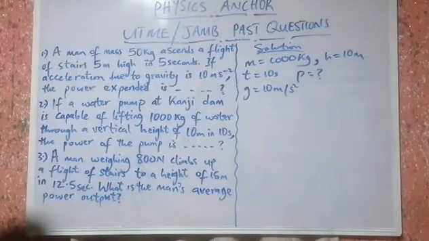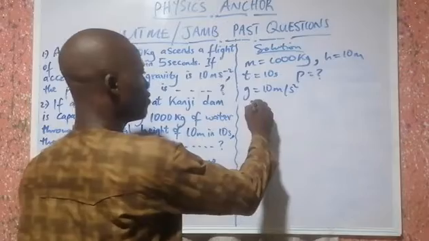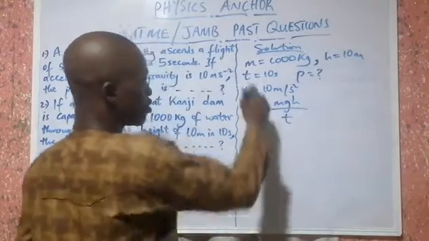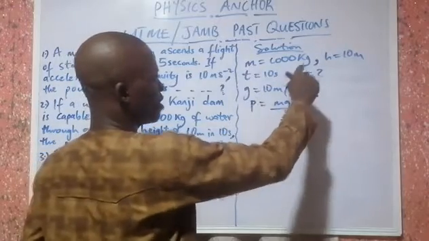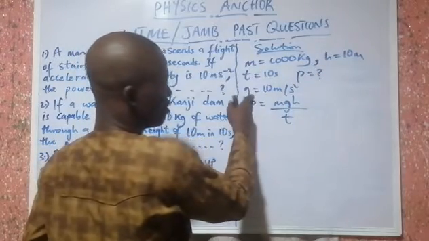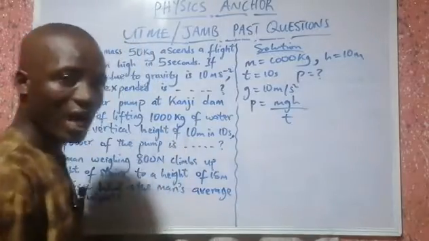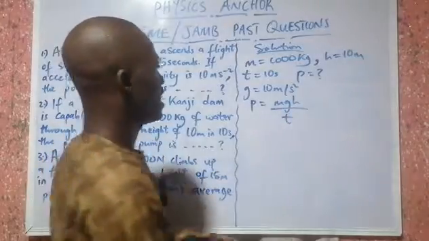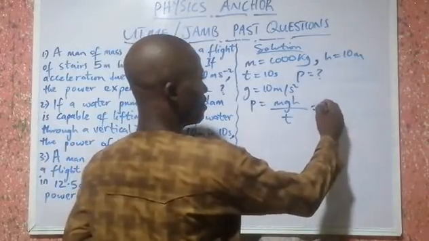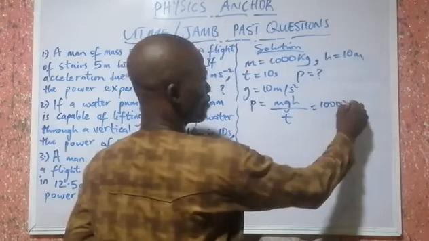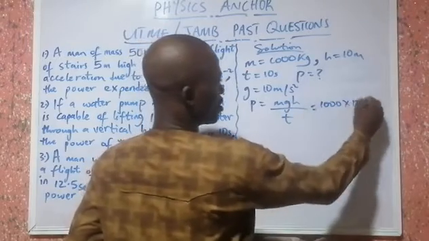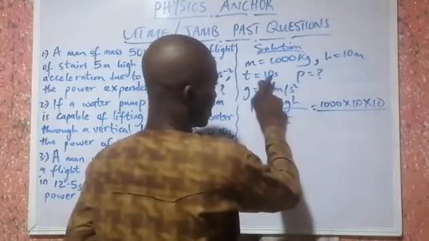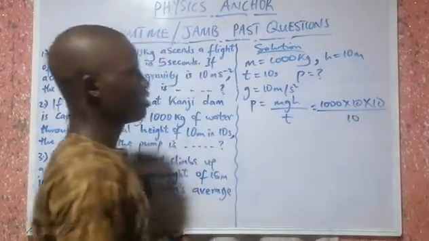So looking for power, we have done that. We know that P equals mgh over time, because we can see mass here, we can see our g, even though it was not given, we know that it is a constant. And then we have our height already, and we have our time. So we can put this in the formula by saying 1000, which is m, times 10, which is g, times 10, which is height, over 10, which is time.